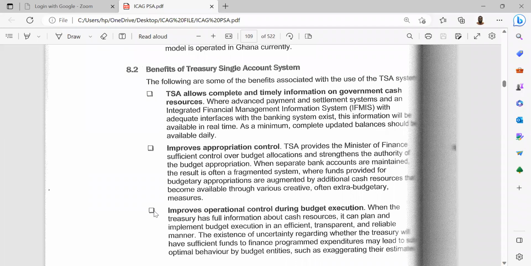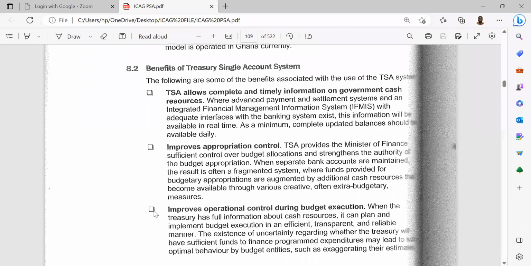Okay. The next one is it improves appropriate controls. Whenever controls come in place, since accounts are maintained, and there is control over money sweeping into the account at BOG, and a portion is supposed to be sent back, controls will be appropriate. And it says that it provides the Minister of Finance with sufficient control over the budget. Is that clear? Yes. Okay.